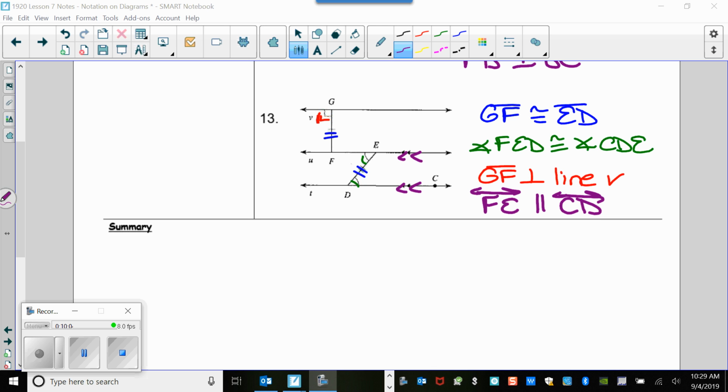Okay, I picked up 4 pieces of information from this diagram. I had a right angle, so I had perpendicular lines. I had congruent segments, I had congruent angles, and I had parallel lines. Take a couple minutes, please, to write your summary. Include why notation is so important.